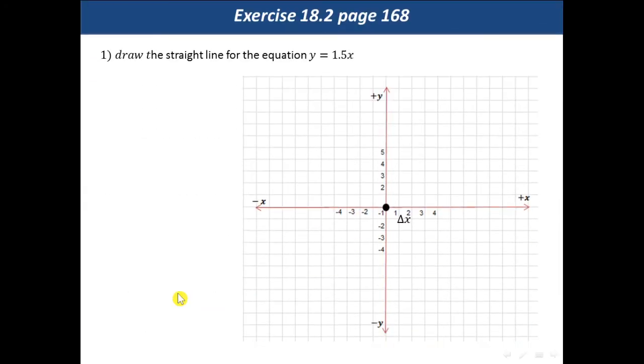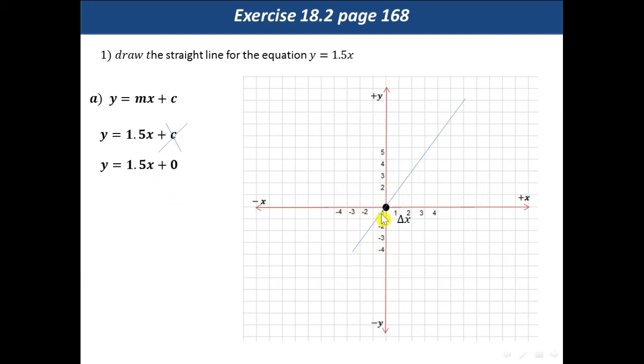Now exercise 18.2, page 168. You draw a straight line for the equation y equal 1.5x. Yeah, but I see no c. That means the line must have been going through which point? The 0 point, because only when the line goes through the 0 point do we have no c in the equation. Okay, so y equal mx plus c, y equal 1.5x plus c. This is the gradient, 1.5. So it has to go through 0. So there is no c in the story.